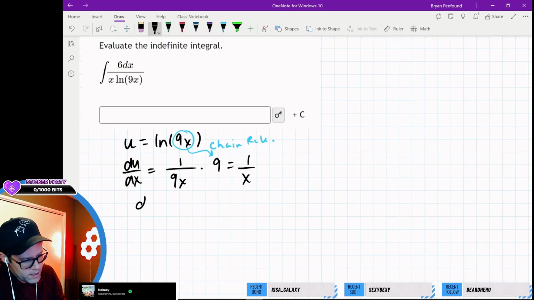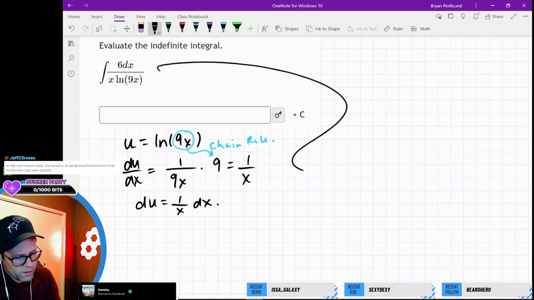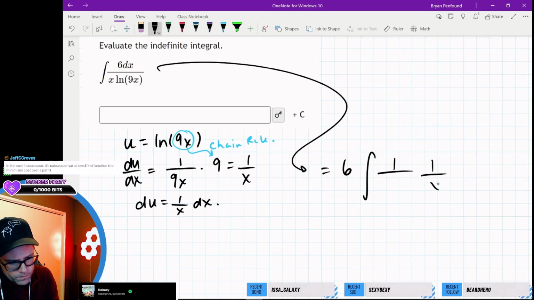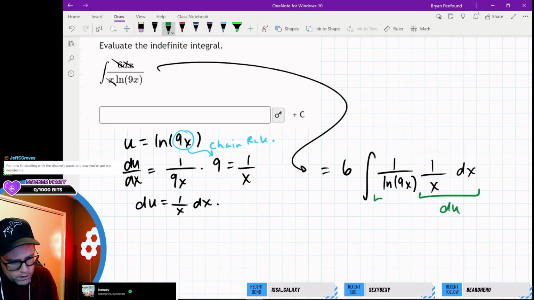So this means that du is really just 1 over x dx. Okay, we might have to do a little bit of rearranging so that I can see what's happening. So let's move that 6 outside. So I need to get a 1 over x and I need to get a dx at the end. And then if I remove the 1 over x and I remove the dx, I'm left over with the ln 9x bit. So now I know that all of this becomes du, and all of this should become 1 over u in this particular case.